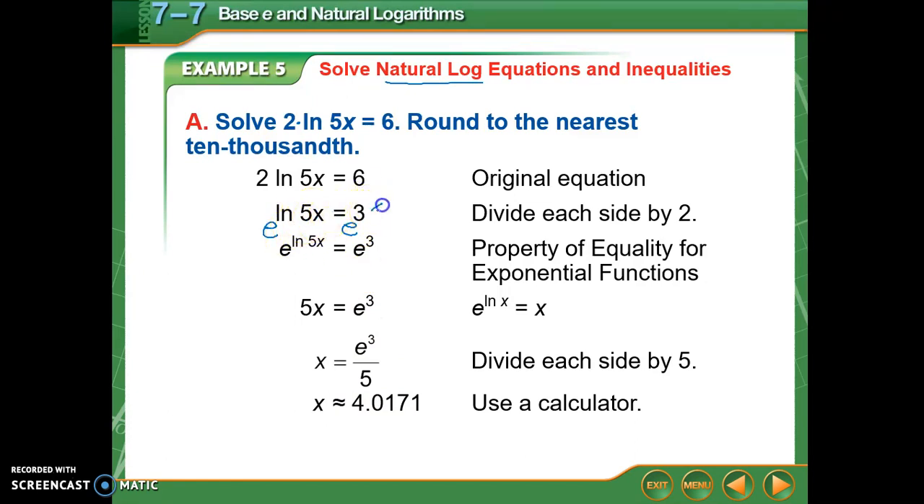Another way to think about what I did here is to think about rewriting it in exponential form. So instead of taking e to both sides, I think about this as log base e. So I would just rewrite this as e cubed equals 5x. I would just rewrite it in exponential form, and then I get to the same place, and I continue by dividing by 5.